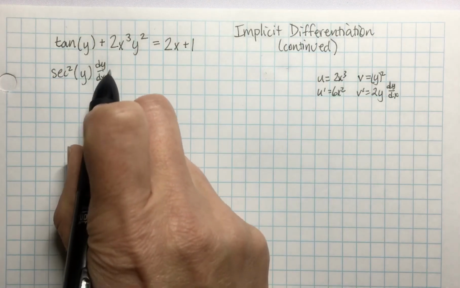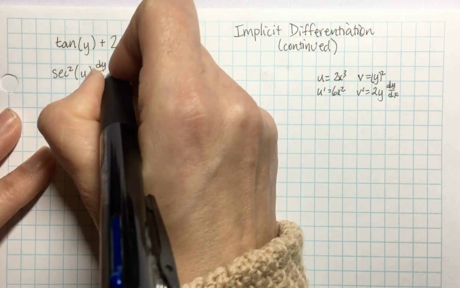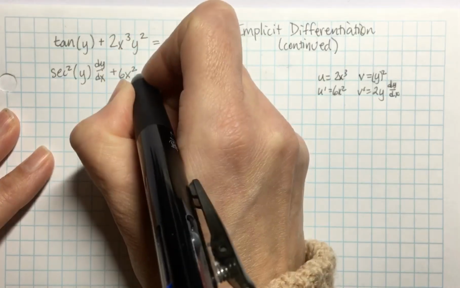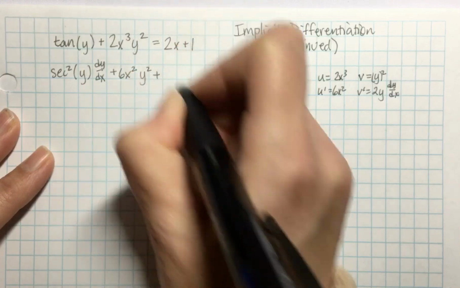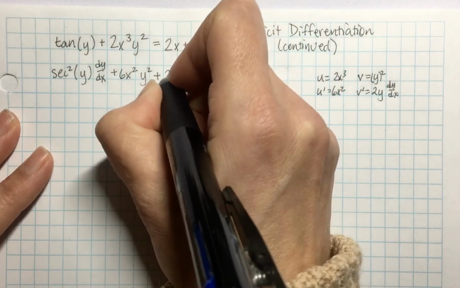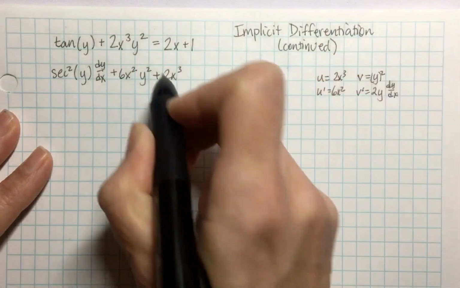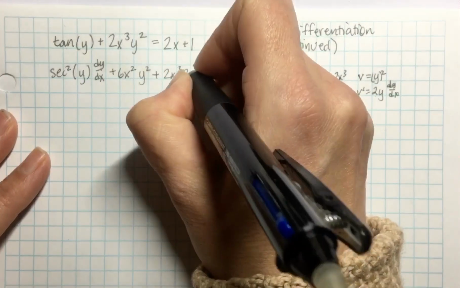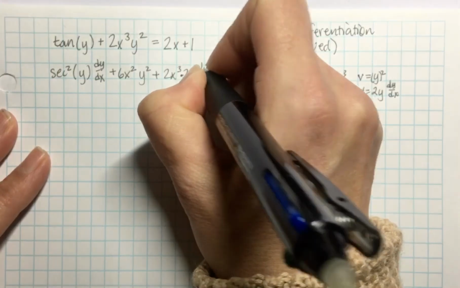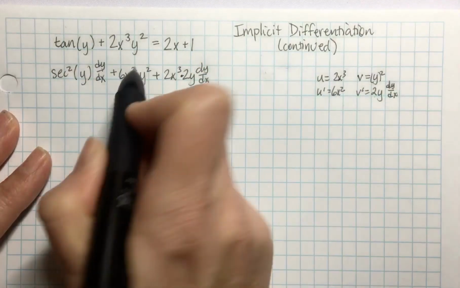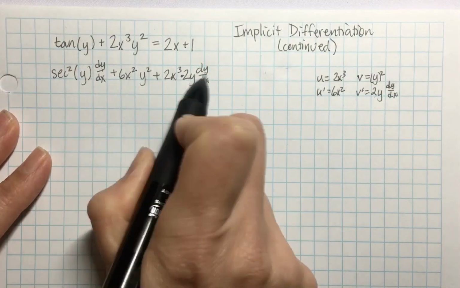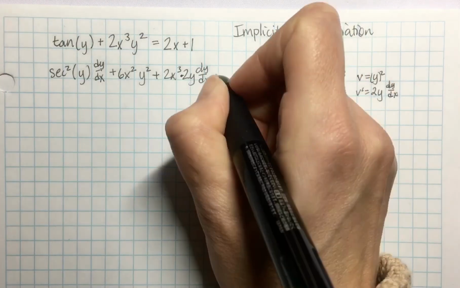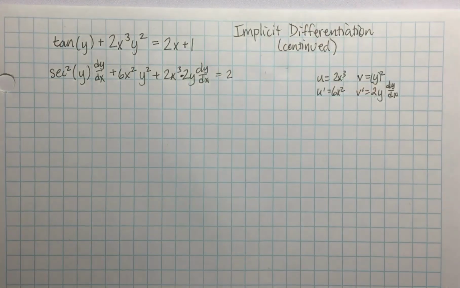So back to here, using our product rule. So plus u prime, 6x squared, times v, y squared, plus u, which is 2x cubed, times v prime, 2y dy dx. So this whole pile of stuff is our derivative of 2x cubed y squared, and then equals 2.